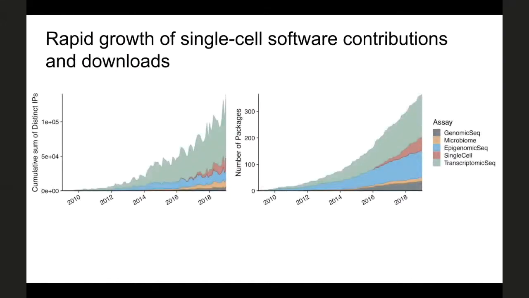So we have seen a lot of growth in the last few years in terms of single cell software contributions and downloads. On the left, we have the number of distinct IPs that are downloading the software developed by Bioconductor. And on the right, it's the number of packages, and the colors represent the different types of assays. So in red, you can see that single cell is really taking off, and we expect a lot of growth from here.